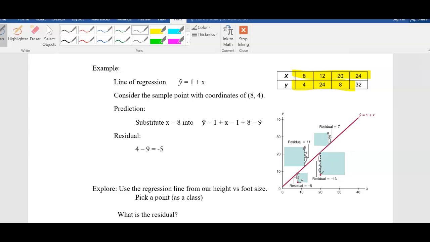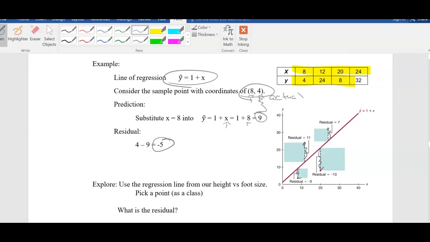So let's go here. This is my equation of my line, and I want to consider 8, 4. That's my sample point. When my x is 8, the actual y is 4. When I plug 8 into my equation, I get 9. So the residual is how far apart the actual is from what I should get. So 4 minus 9 is negative 5. It's 5 below where I should be.